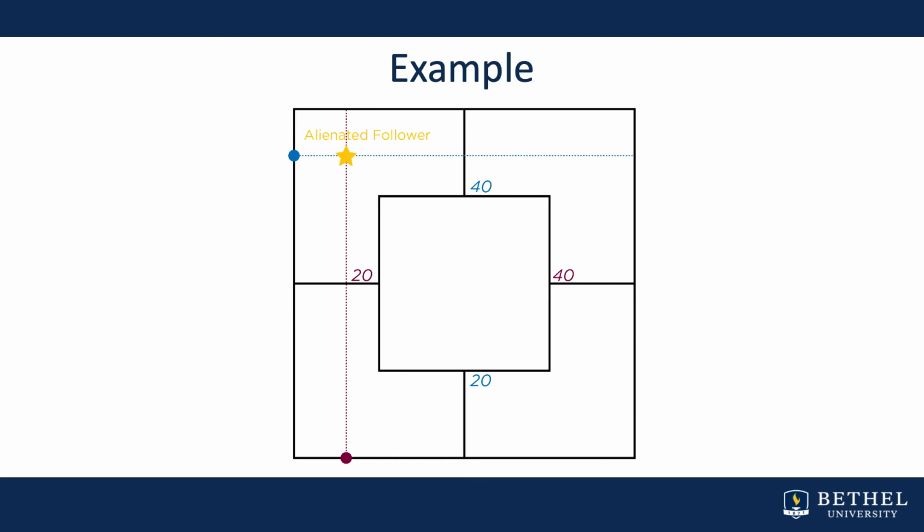Here's an example of how to chart your results. If your dependent, independent thinking scores were high and your passive-active scores were low, you may have a chart that looks similar to this example. The perpendicular lines would then intersect in the style of alienated follower.